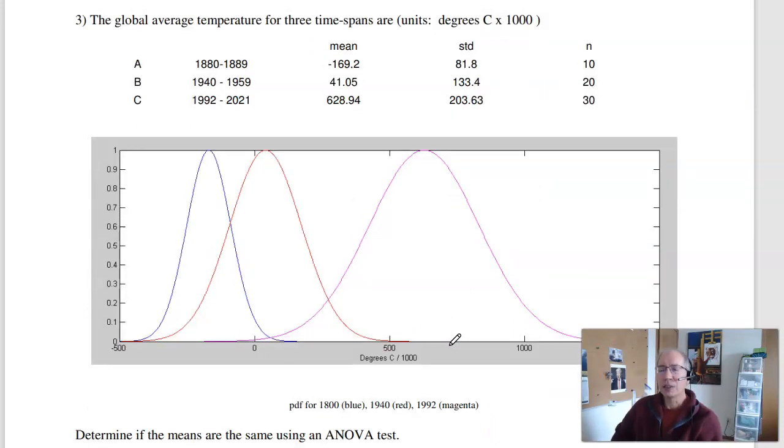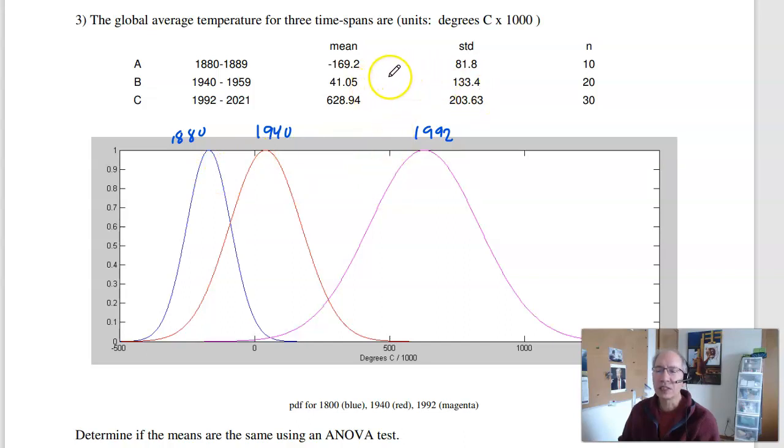Okay, you don't have to have the same sample size. I could have sample sizes of 10, 20, and 30. That's not a problem. And let's take a bigger spread. So here's 1880, here's 1940, and here's 1992, with 30 years, 20 years, 10 years.